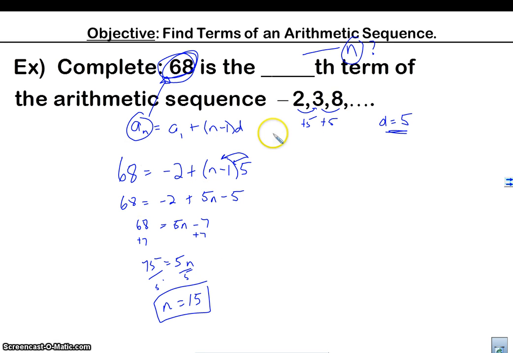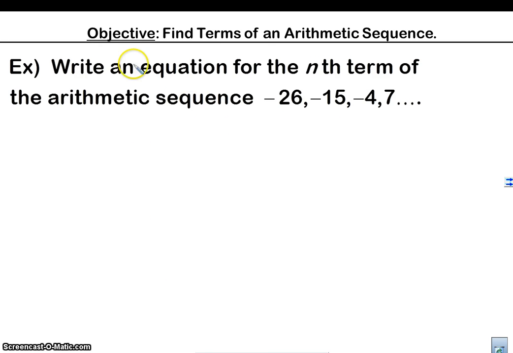Oh, by the way, if we wanted to find the formula for the nth term, we would use this side right here. Let me just show you. Write an equation for the nth term of the arithmetic sequence. Okay, so the first thing we need to do is find the d. D here looks to be 11, right? We add 11 here, add 11 here, add 11 here. So d is 11.